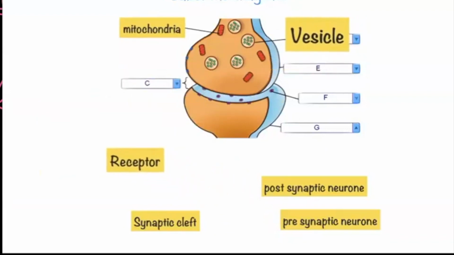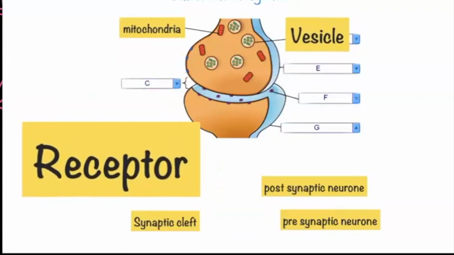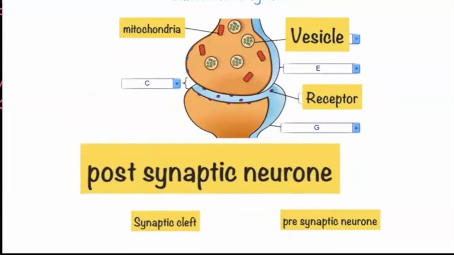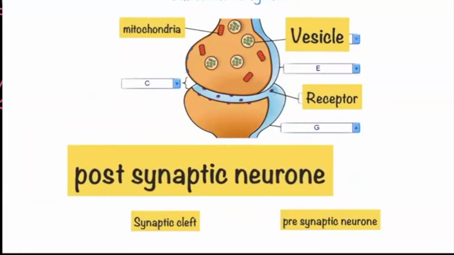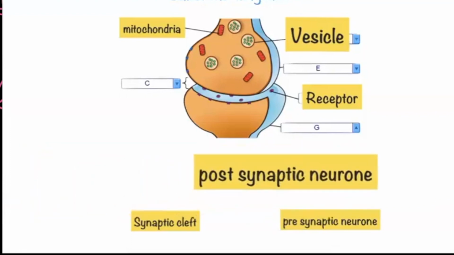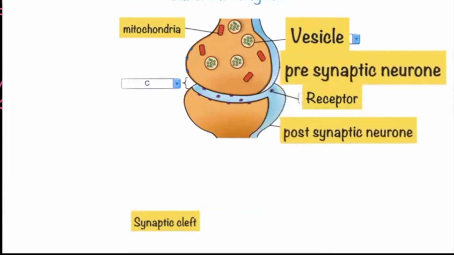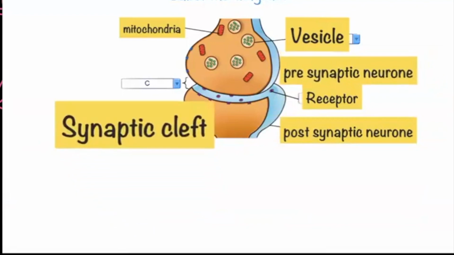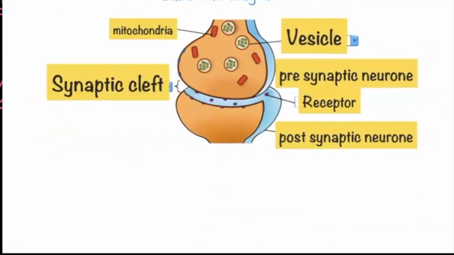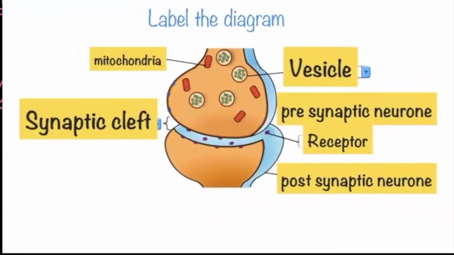Now it's the receptor. Can you find where the receptor would be? Which letter is the receptor? The receptor is shown here as F, right? Postsynaptic is always the neuron that comes after the synapse. So that would be letter G, and presynaptic is E. Finally, the gap here is known as the synaptic cleft. Right? Is it clear?